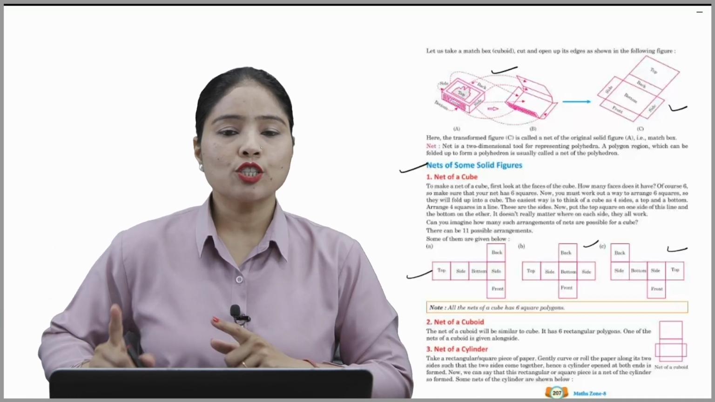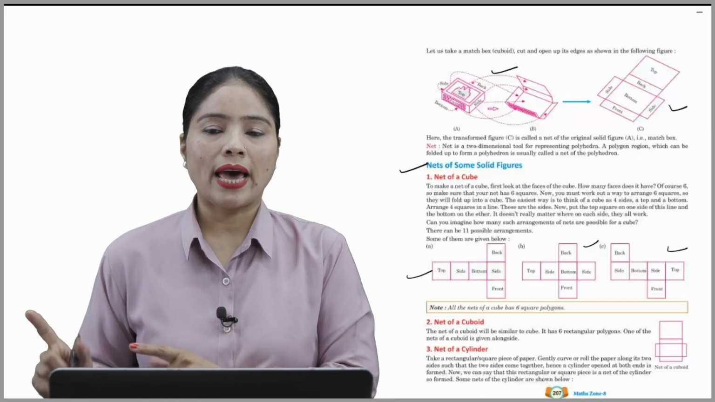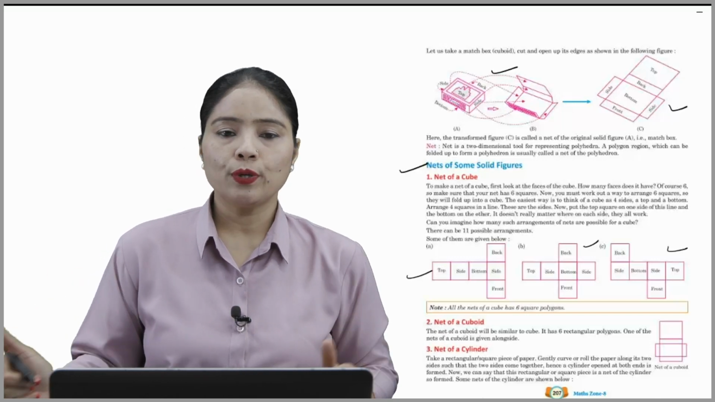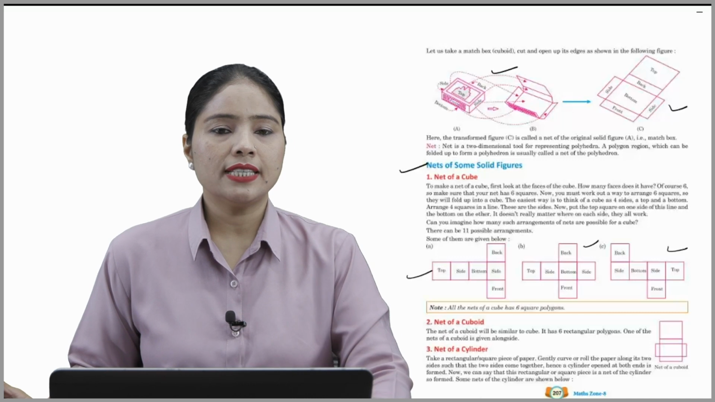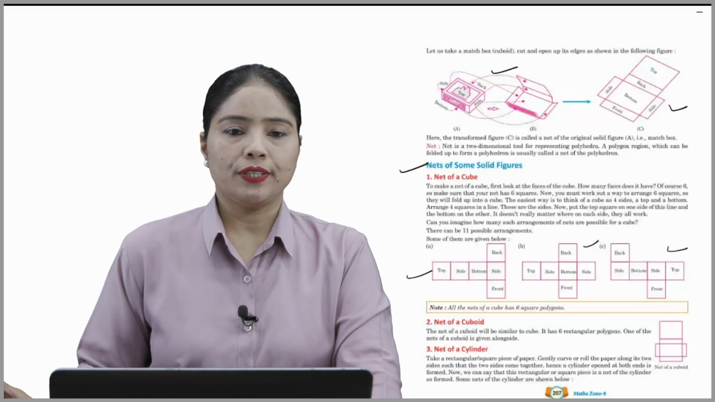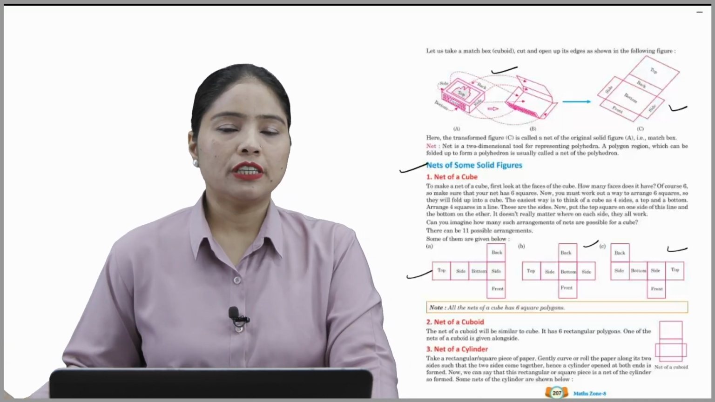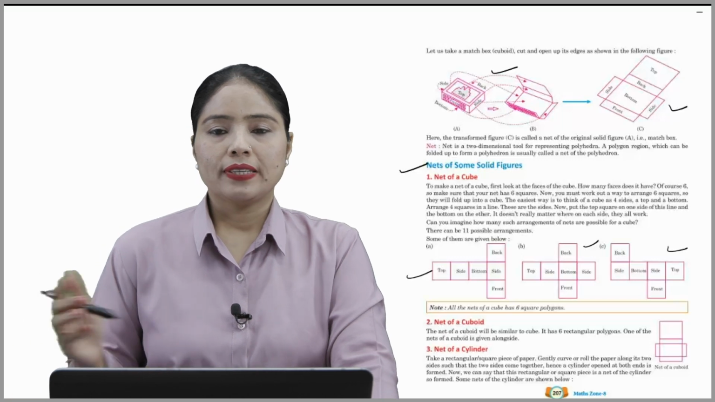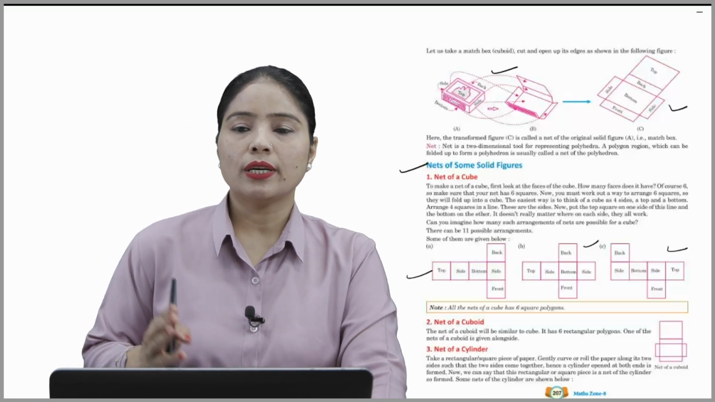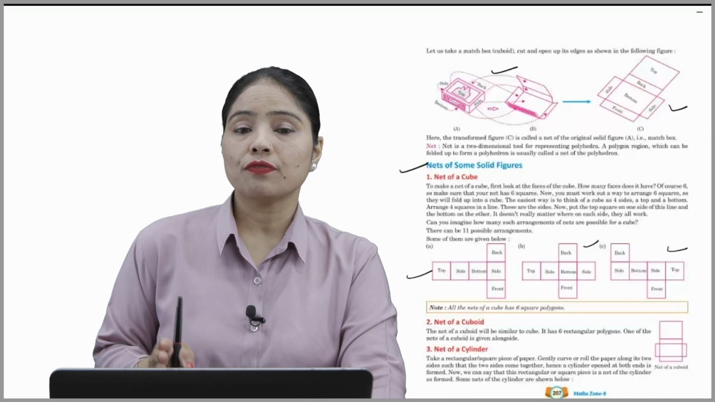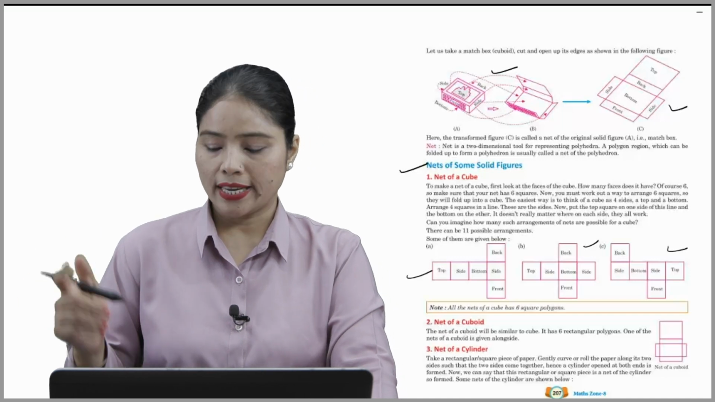So all the nets of a cube have 6 square polygons. Hope you understood. Now second one is net of a cuboid. The net of a cuboid will be similar to a cube. It has 6 rectangular polygons. One of the nets of a cuboid is given alongside.